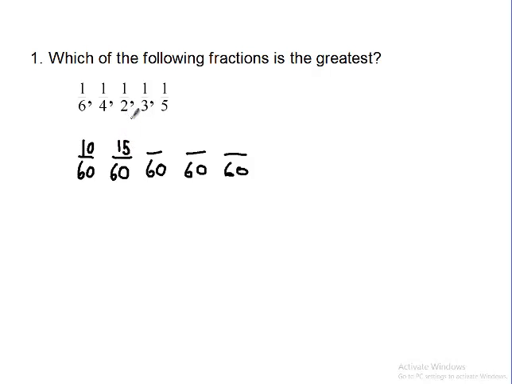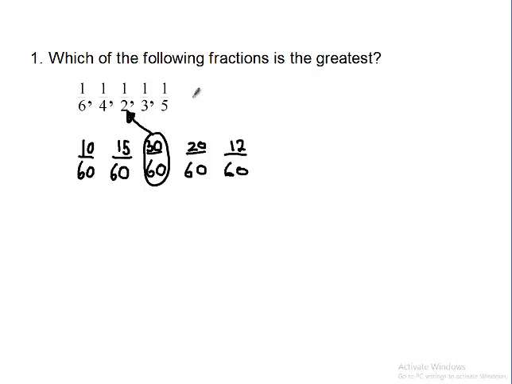Here, 2 times what gives us 60? That's 30. Here, 3 times what gives us 60? 20. Here, 5 times what gives us 60? 5 times 12. So 12. And then, now that we have the same denominators and we have worked out our numerators, we can just look and see which of them is the greatest. Well, here, 30 is the greatest number. And so that was this particular fraction here.